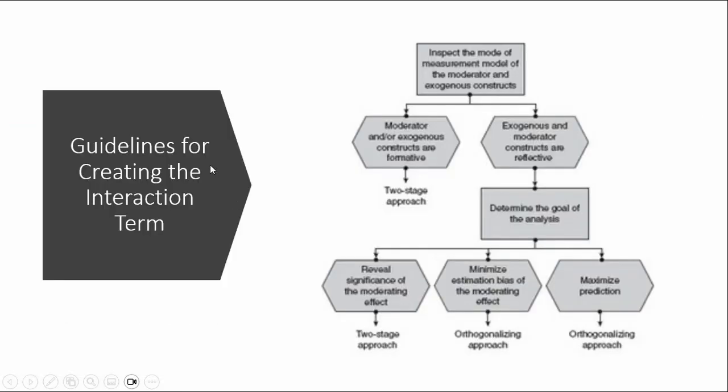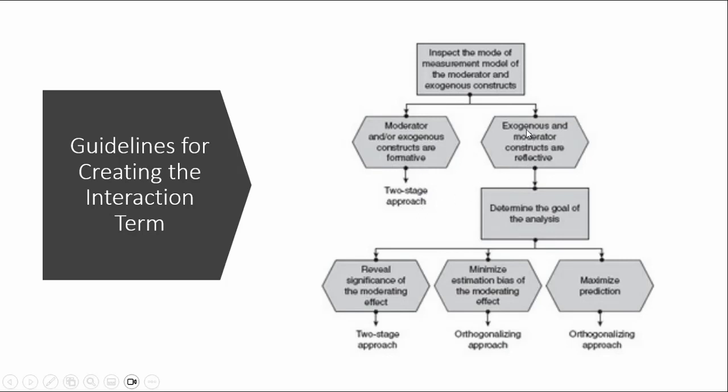And this is the guideline for creating the interaction term. First, we should check whether the moderator is reflective or formative, as well as whether the independent variable is reflective or formative. If either is formative, we should use the two-stage approach.